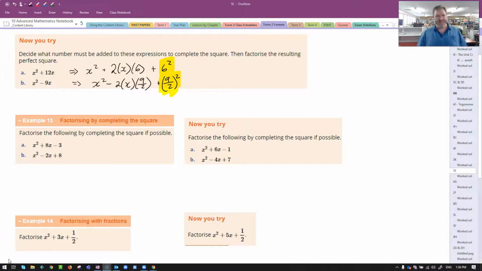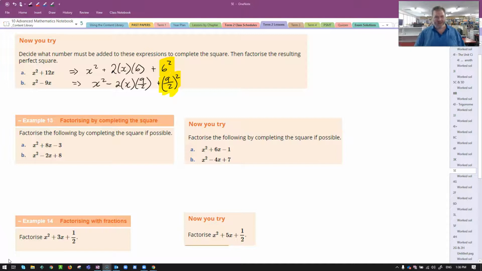And so rewriting that middle term as 2 times x times some other number, still had to equal 12 in the first one, so that other number had to be 6. Had to equal negative 9 in the other one, where we had negative 2, I needed 9 over 2. So the one you've got to add on, in the first one it was the 6 squared, in the second one 9 over 2 squared.